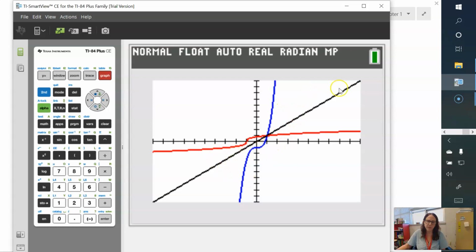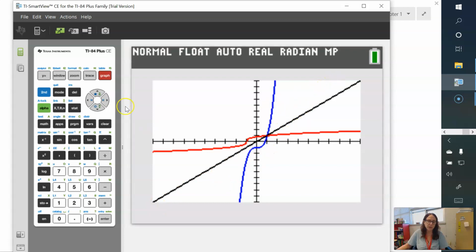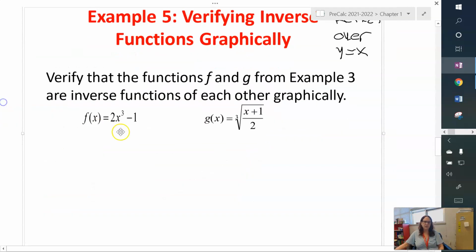It's reflecting over the y equals x. So when you see symmetry on both sides of that, that says that you've got inverses.